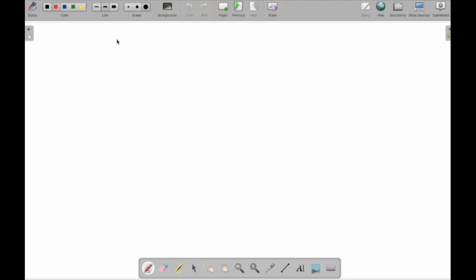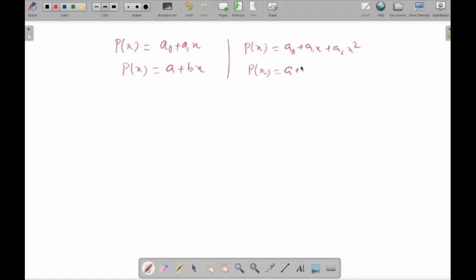So let's say I have a linear polynomial, which is something like a0 plus a1x. Sometimes we also write it like this, a plus bx. Similarly, if I have a quadratic like a0 plus a1x plus a2x square, we also write it as p(x) equals a plus bx plus cx square, or we can as well write it as p(x) equals ax square plus bx plus c. We can actually change the order as well.